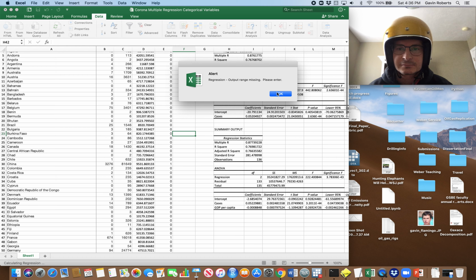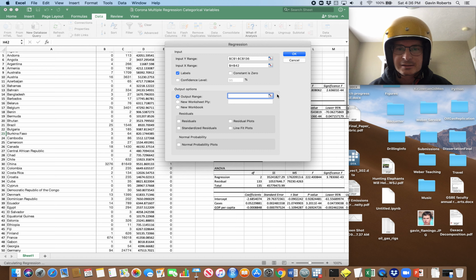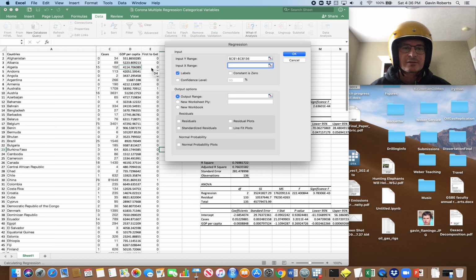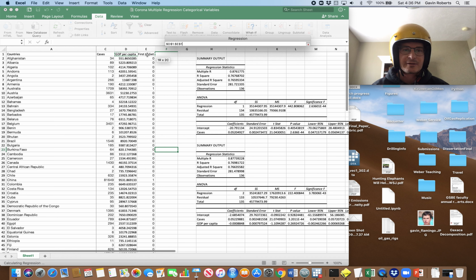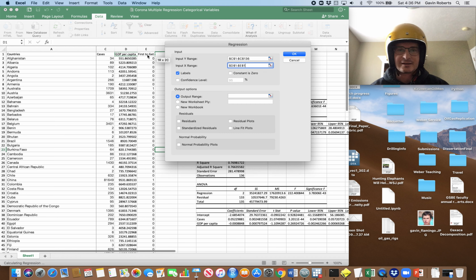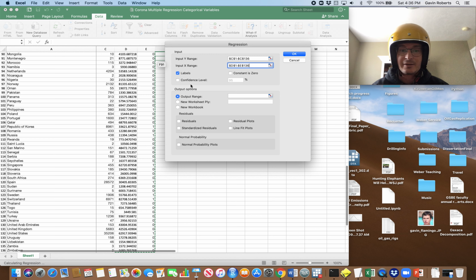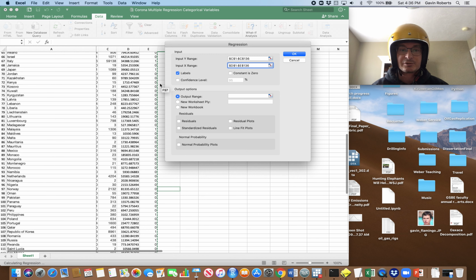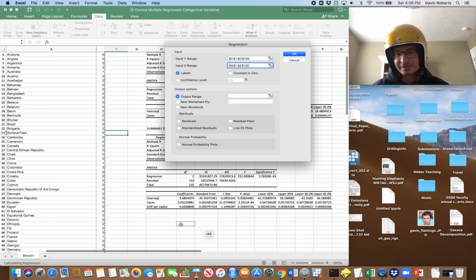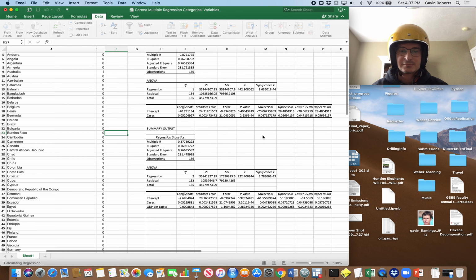Uh-oh. Output range missing. Okay, there. You guys saw me do that like 1,000 times. So let's go re-highlight our independent variables. What I did is I didn't take my cursor out of this box when I went to click my new output range place. So I went and clicked down here without moving that cursor, but I got to go move that cursor right here. Click right here. Now we should be ready to go.